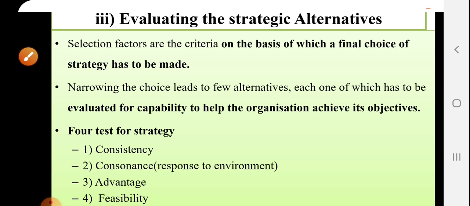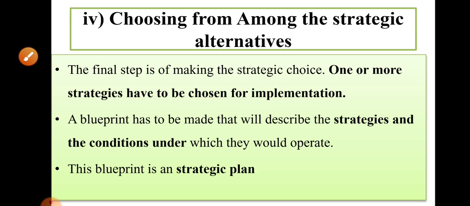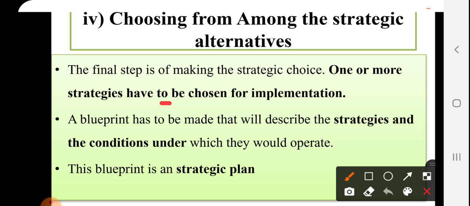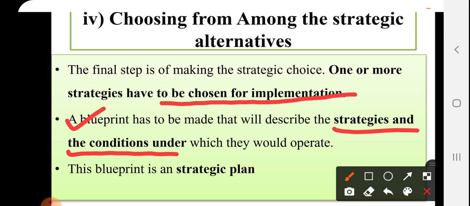Then the fourth step: choosing among the strategic alternatives. The final step in the making of strategy is that one or more strategies have to be chosen for implementation. Then a blueprint has to be made that will describe the strategies, meaning what kind of strategies and under which conditions we are going to practice them. The blueprint is a strategic plan for implementing your strategies. So this is about the process of strategic choice.